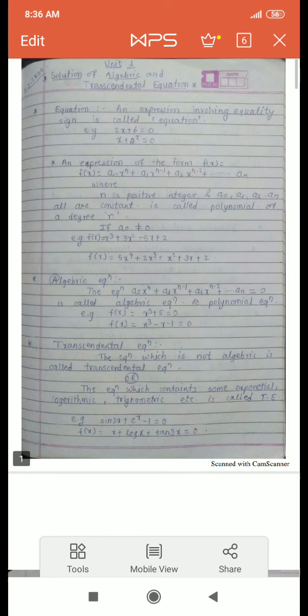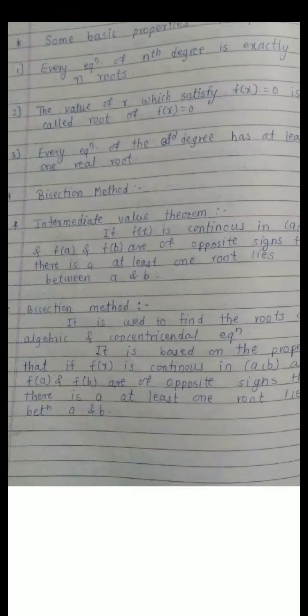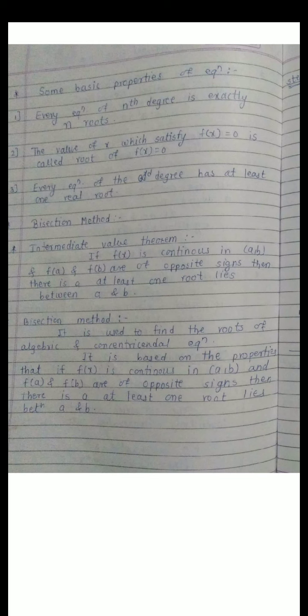Now we are looking at some basic properties of equation. Every equation of nth degree has exactly n roots. If our given equation is quadratic, then it has 2 roots. If our given equation is cubic, then it has 3 roots. They may be repeated or non-repeated, it depends on the equation.